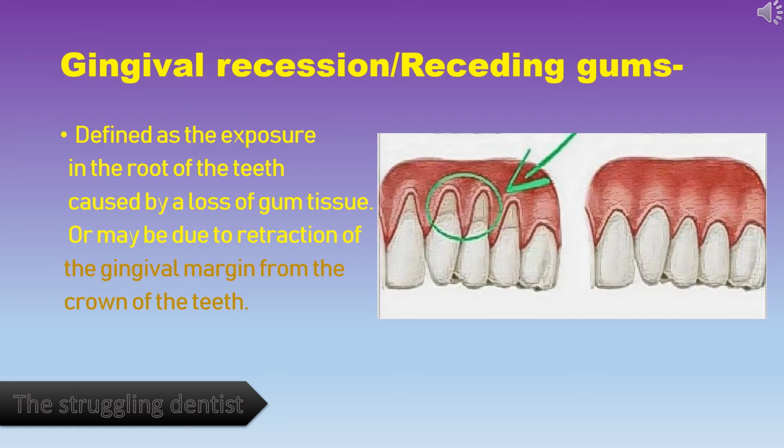Now, what is gingival recession? Gingival recession, also known as receding gums, is defined as the exposure of the roots of the teeth caused by a loss of gum tissue. Or it may be due to retraction of the gingival margin from the crown of the teeth.